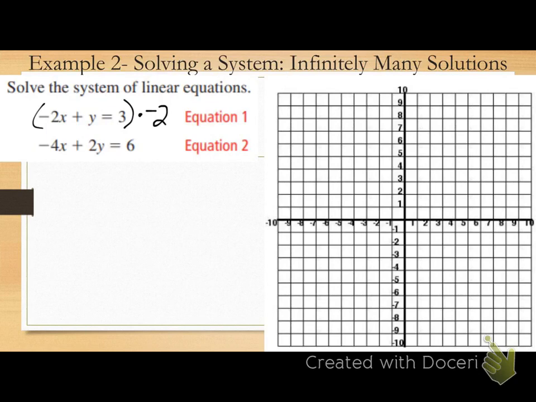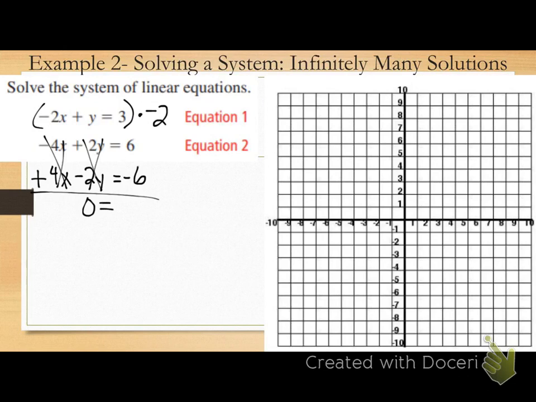So negative 2 times negative 2x, positive 4x. Negative 2 times y, negative 2y. Negative 2 times 3, negative 6. Do I now have same number, opposite signs? Yeah, so now I can add my two equations. Negative 4x plus 4x would give me what? 0. They're eliminated. 2y plus negative 2y would give me what? 0. They're eliminated. So what's left on the left-hand side? 0. You okay with that?